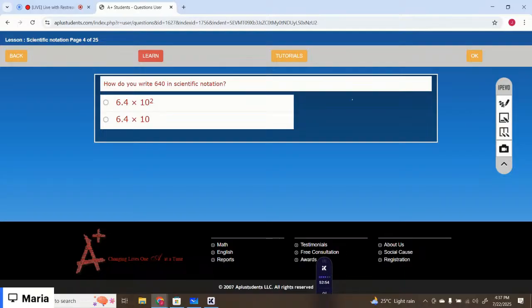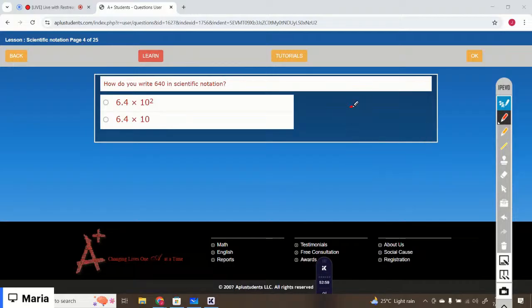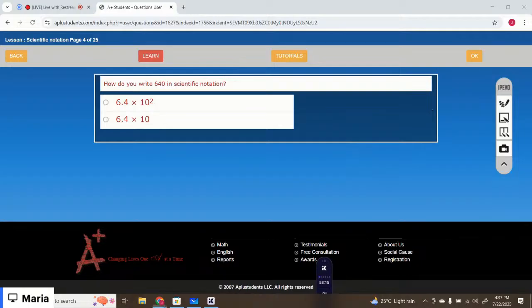How do you write 640 in scientific notation? The decimal point is here. Move two places back. 6.4 times 10 exponent 2. Option number 1 is the correct option.